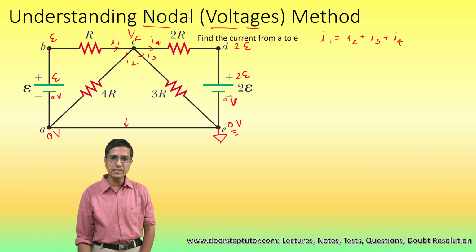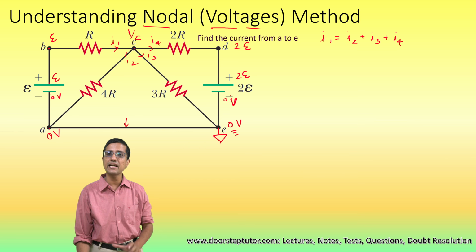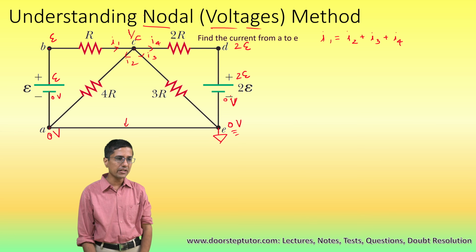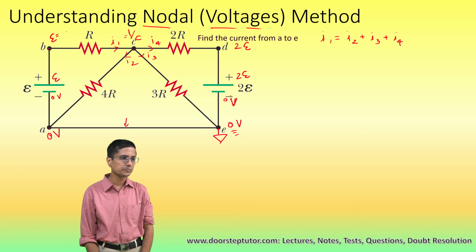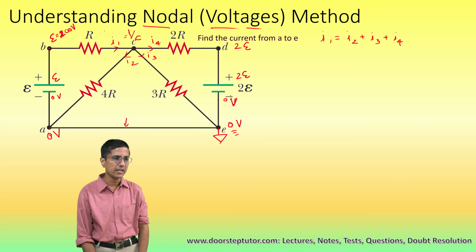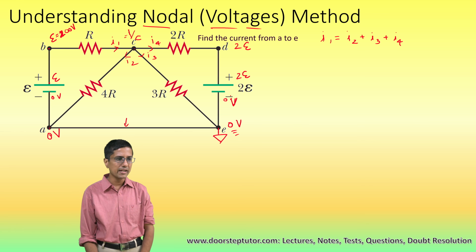Now all of these currents, I1, I2, I3 and I4, I would write them in terms of the voltage VC. See, epsilon here is actually given as 200 volt. So this value is known. Epsilon is actually known here. Similarly, the value of R is also known.